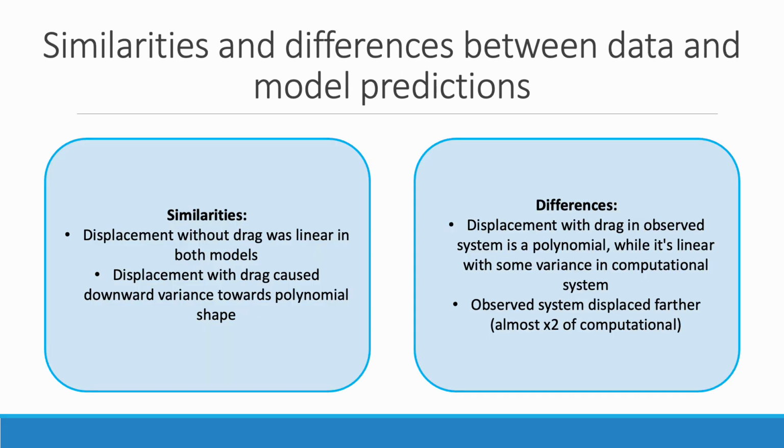So just to make it a bit clearer with similarities and differences, the similarities were that displacement without drag was linear in both models, and then with drag, both of them did have some downward variance towards a polynomial shape. But then the difference was that the displacement with drag in the observed system was actually a polynomial, while the computational system was just linear with some variance. And also the observed system displaced farther, which was almost 2 times the distance of the computational.